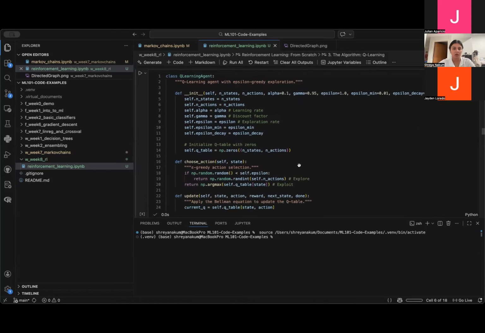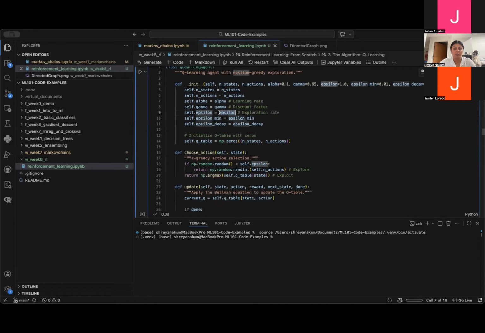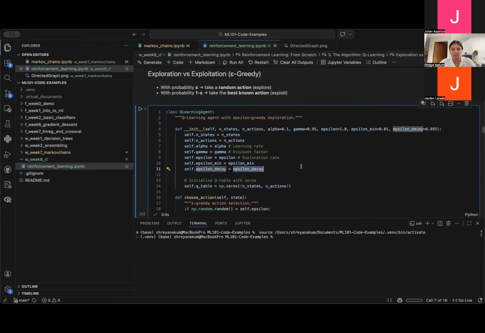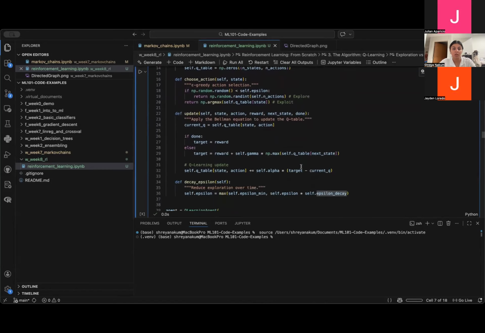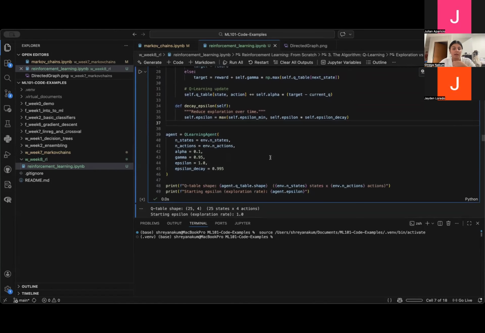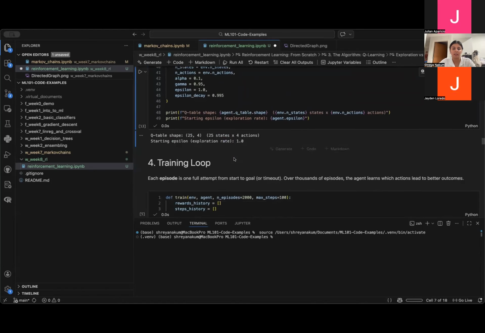So this is sort of how our Q-learning agent works. We have the states, the actions, learning rate, discount factor, how often it explores, and the decay rate. All of that we just set here. We choose an action, apply the Bellman equation, which is that summation thing, update the table at the rate alpha, decay the epsilon, and go on. So now we have our Q table shape, and now we're going to train it.